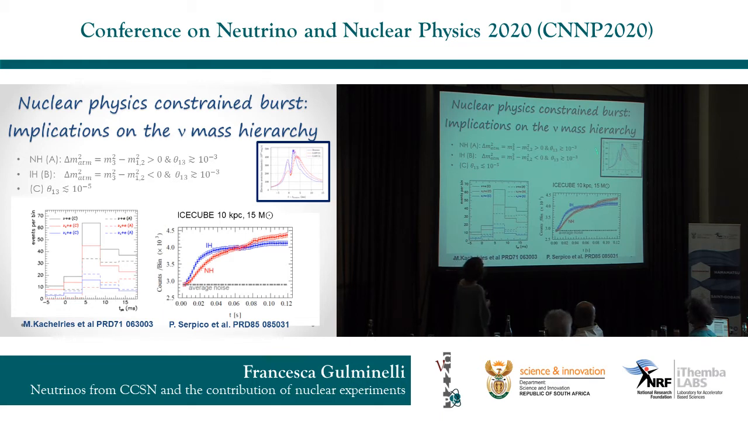Like, for instance, to study the mass hierarchy, as was proposed in this paper here. The difference between the normal hierarchy and the inverted hierarchy can be sorted out from the rise time of the neutrino signals because of the mixing between the different species, provided, of course, the prediction of this luminosity is very precise.